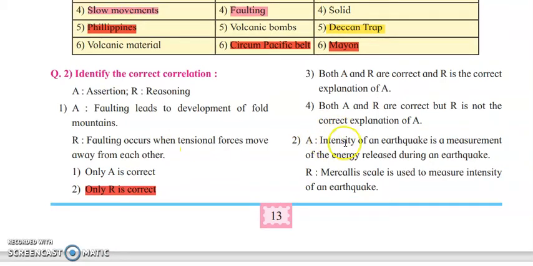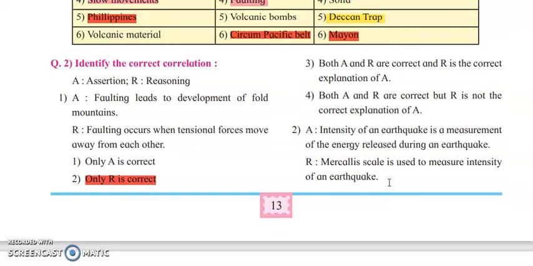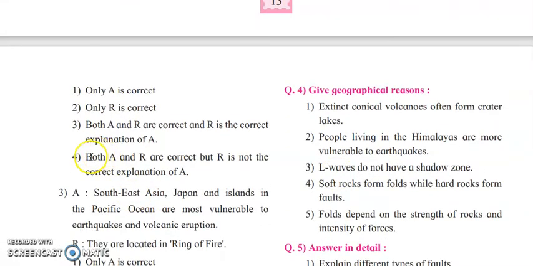Next, assertion: intensity of an earthquake is a measurement of energy released during an earthquake. Next, Mercalli scale is used to measure the intensity of the earthquake. Both the statements are true. Whatever energy is released during the earthquake is measured in the form of intensity, and it is basically measured by the Mercalli scale. So here the right answer will be both A and R are correct, and R is the correct explanation of A. So this is the right option.